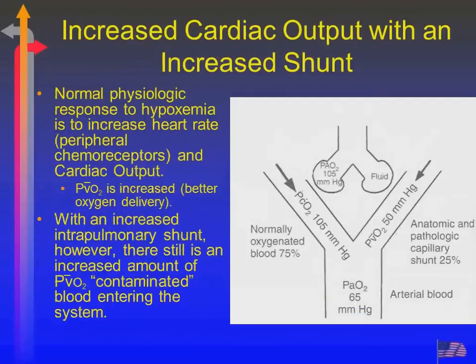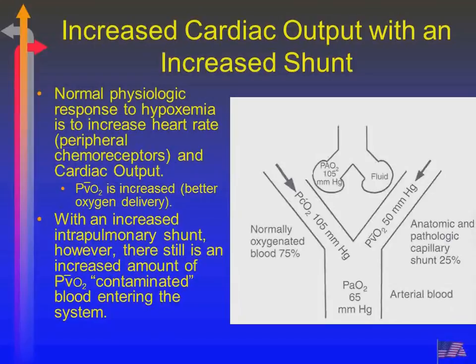Lastly, let's say I have a situation where I have my big shunt again, 25%, but here I have a high cardiac output. Here I have a patient who's septic, who basically is in a hyperdynamic state. Their cardiac output is 10 liters per minute. Now there's not enough time to pull oxygen off the oxygen truck. That's a good one. So we end up having a situation where the PVO2 is elevated.